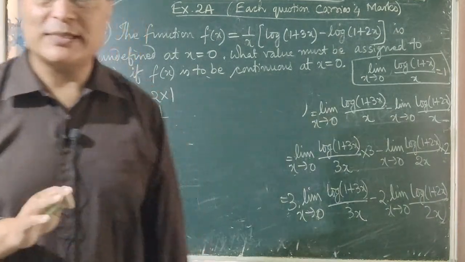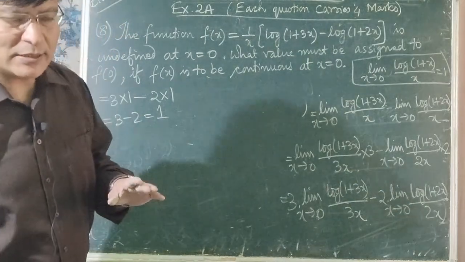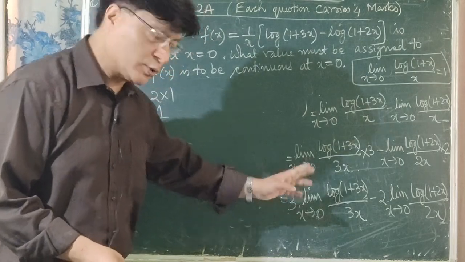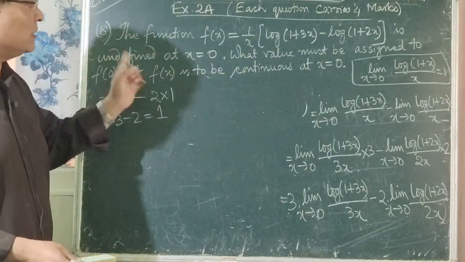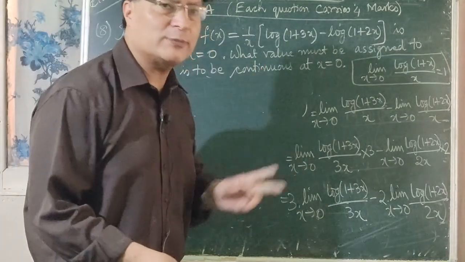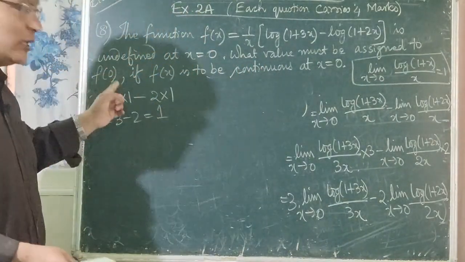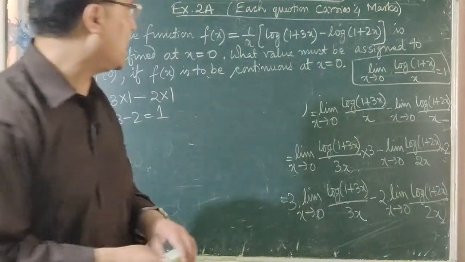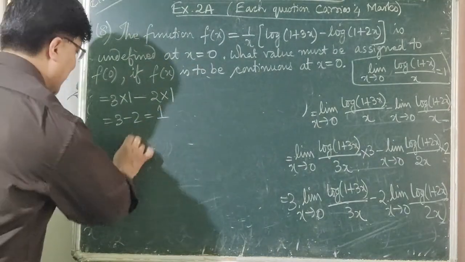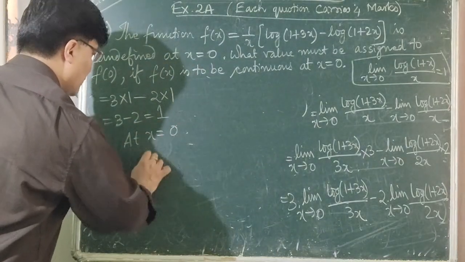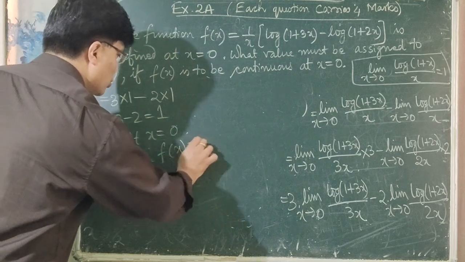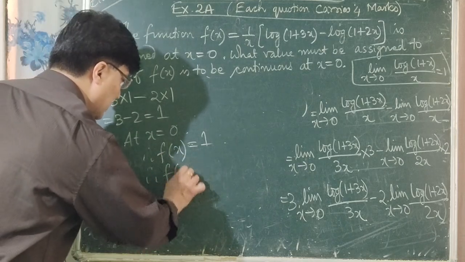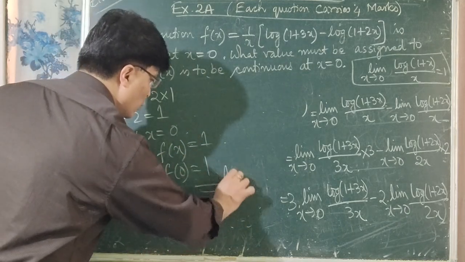So both right hand limit and left hand limit are included in this limit. So both are 1. Okay. Now in this case, what is to be determined? What value must be assigned to f of 0 if f of x is to be continuous at x is equal to 0, right? So at x is equal to 0, f of x should be equal to 1, right? Or what is the value for f of x here? It is 0. That is f of 0 should be equal to 1.